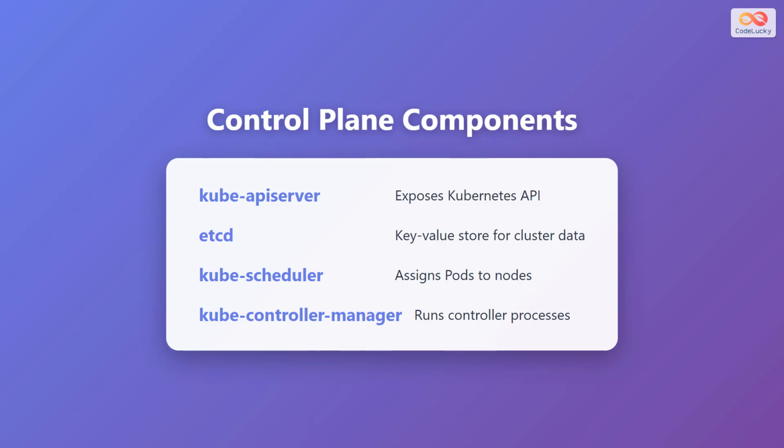Let's explore the control plane components that run in the kube-system namespace. First, we have kube-apiserver, which exposes the Kubernetes API and acts as the front end for the control plane. Next is etcd, a distributed key-value store that holds all cluster data and state. Then there's kube-scheduler, which is responsible for assigning pods to nodes based on resource availability and constraints. Finally, kube-controller-manager runs various controller processes that regulate the state of the cluster.